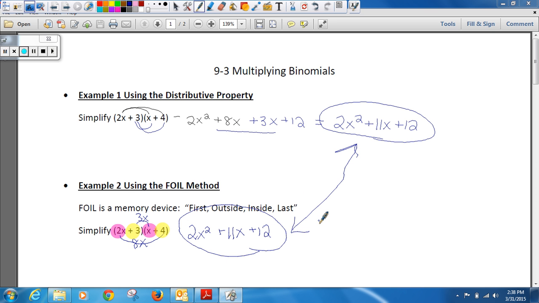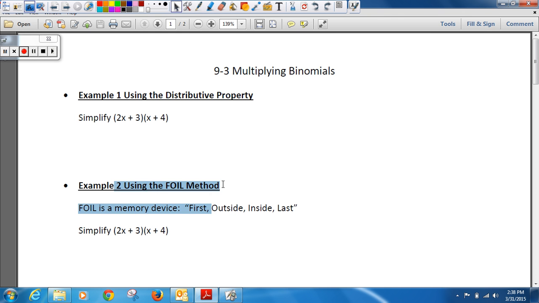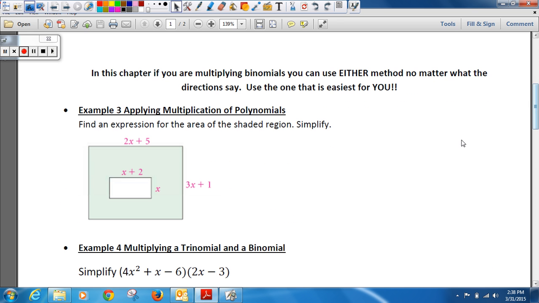Either method works the same. And usually when I do it, I always use the FOIL method because that's how I was taught. First of all, if you notice down below here, it says in this chapter, if you're multiplying binomials, which we were just doing, you can use either method no matter what the directions say. So the book is going to tell you, use the distributive method for 1 through 10, and then use the FOIL method for whatever. I'm saying use the one that's easiest for you so that you can get the correct answer. So no matter what the directions say, if you have to get the product, you can either use the distributive property or the FOIL method.